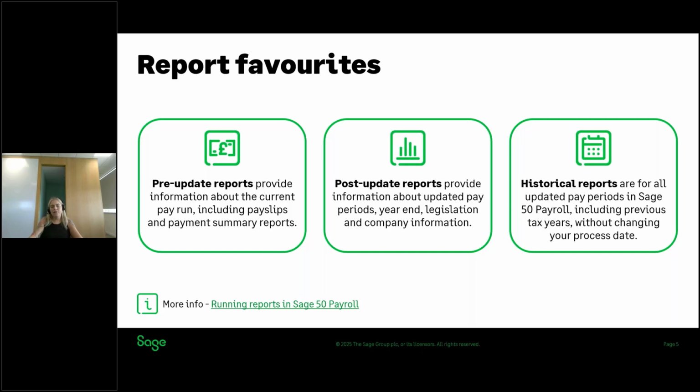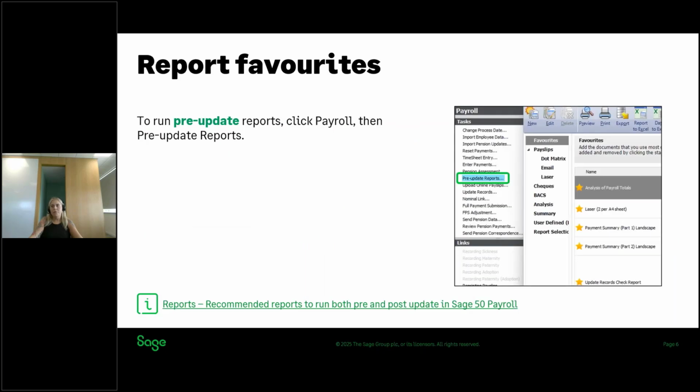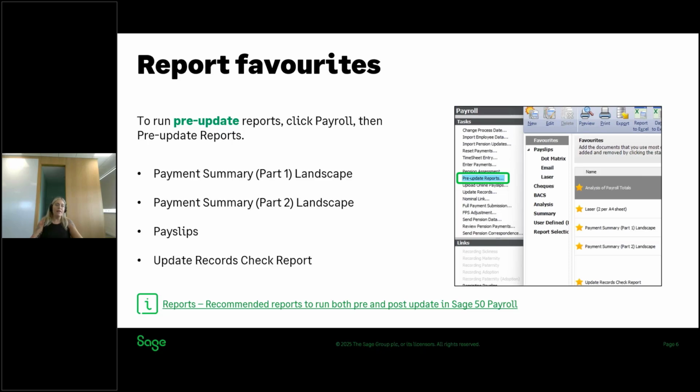So just to take a little look at those on a deeper level. So your pre-update reports, you can get those after your enter payments and your pension assessment and your payroll tasks. So you'd click into your pre-update reports. You can see we've got a few reports already favorited over on the right-hand side. So some of our recommended reports to run at this stage of your payroll process would be your payment summary part 1, your part 2, any pay slips, and your update record check report. These are all going to help you kind of check all your figures before you go ahead and get those figures locked in.